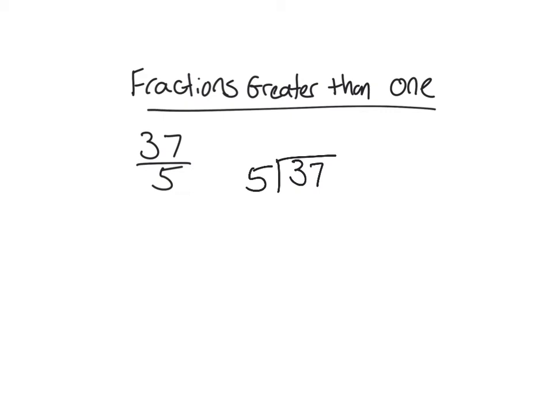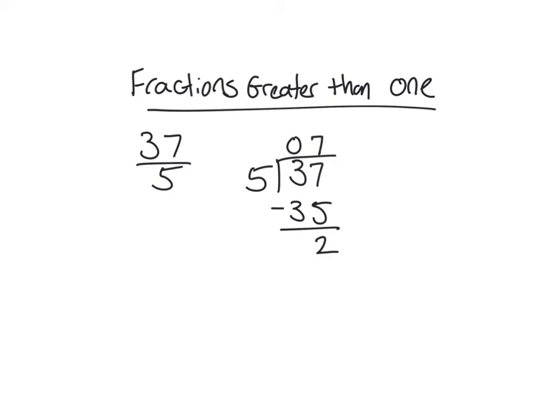So 5 goes into 3 0 times, it goes into 37 7 times. 7 times 5 is 37. Sorry, 7 times 5 is not 37. 7 times 5 is 35. I subtract that, I get 2. Now, because I want it as a mixed number, I'm going to stop here.